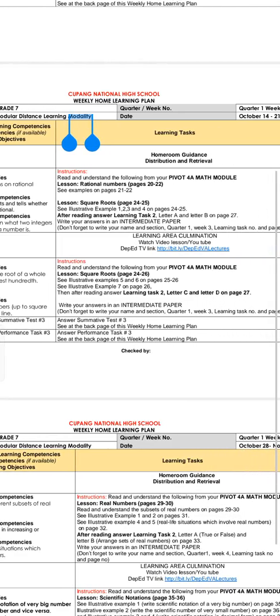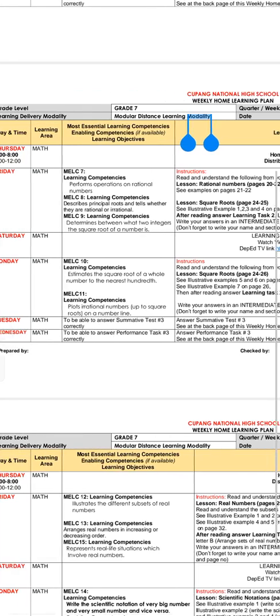Instructions: read and understand the following from your PIVOT 4A Math module. Lesson, square roots, pages 24 to 26. See illustrative examples 5 and 6 on pages 25 and 26, and illustrative example 7 on page 26. Then after reading, answer learning task 2, letter C and letter D on page 27.